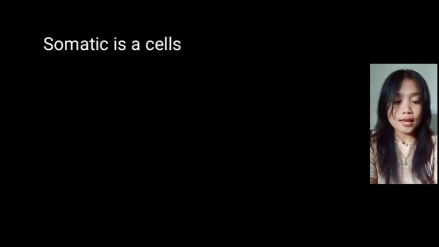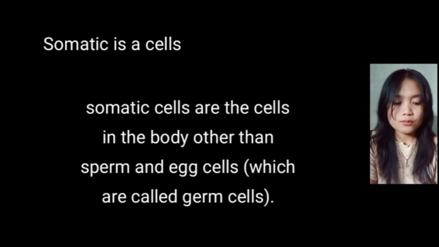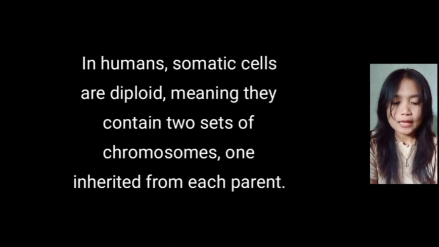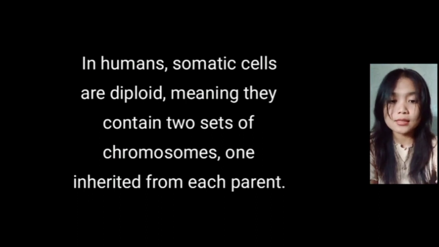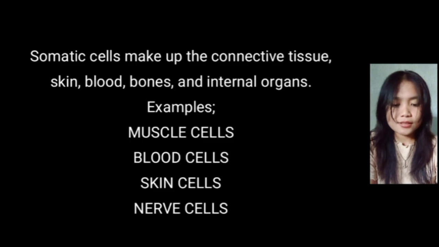Somatic cells are the cells in the body other than sperm and egg cells, which are called germ cells. In humans, somatic cells are diploid, meaning they contain two sets of chromosomes, one inherited from each parent. Somatic cells make up the connective tissue, skin, blood, bones, and internal organs. Examples are muscle cells, blood cells, skin cells, and nerve cells.